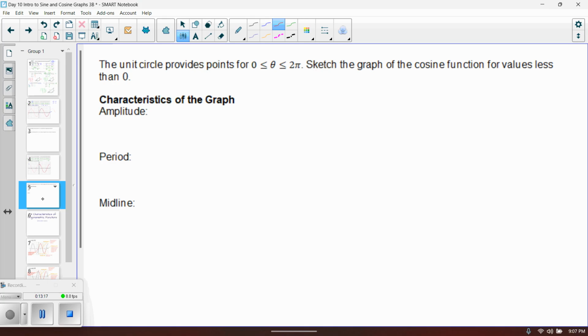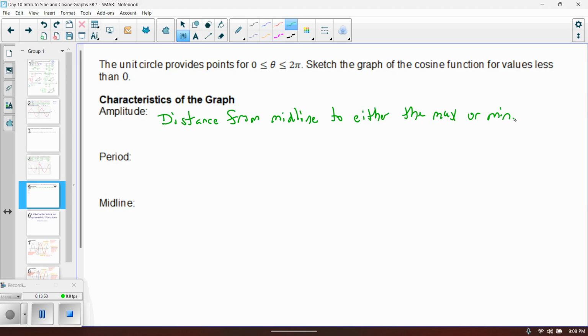So let's talk about a couple of things. We're going to talk about this thing which is called amplitude. Okay, the amplitude is actually a distance from what is called the midline, which is below, and we'll define that in a second. It's the distance from the midline to either the max or the min.